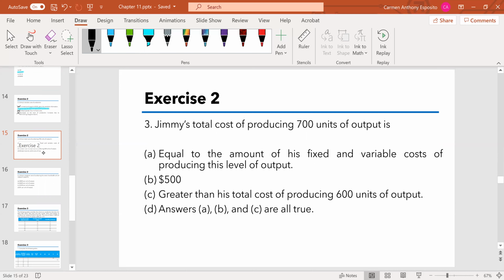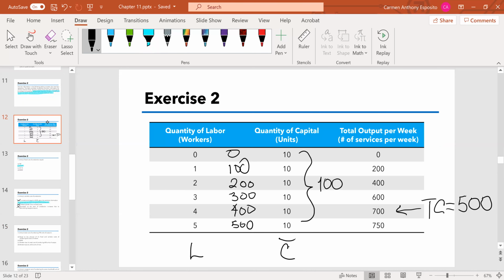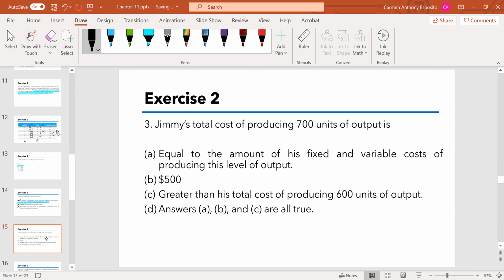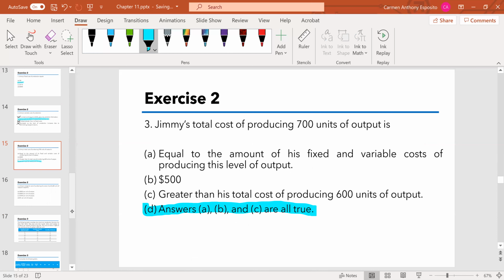Well, let's check. Well, the total cost here, 300 plus 100 is 400. And 400 is less than 500. So C looks to be true too. And so our answer is D. A, B, and C are all true. Be very careful when you're reading these types of problems, because you want to argue which thing is wrong. In this case, none of them were wrong.